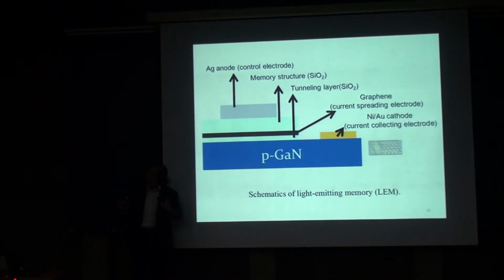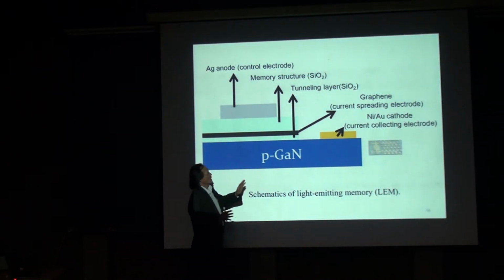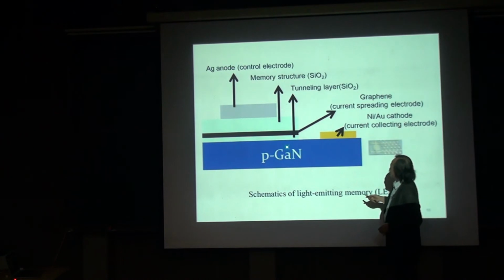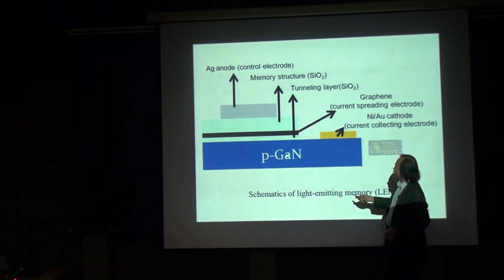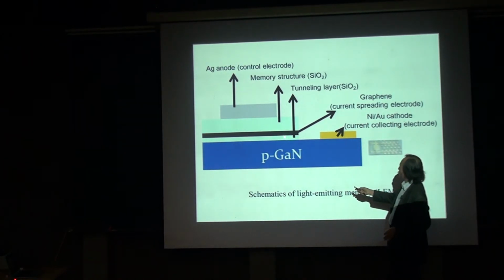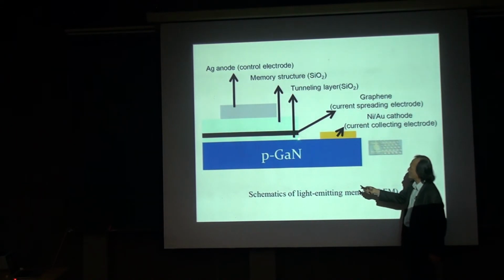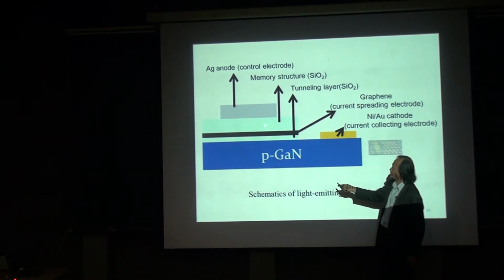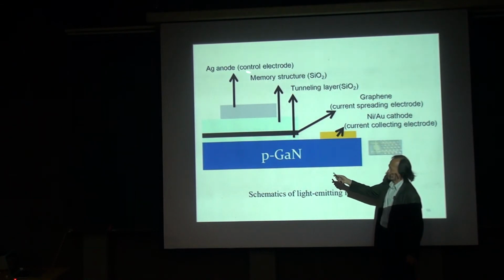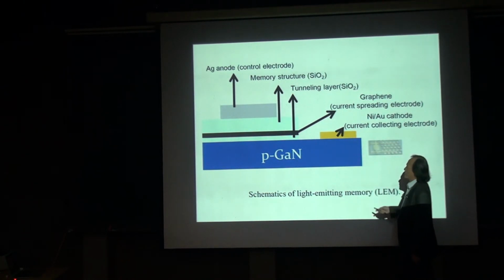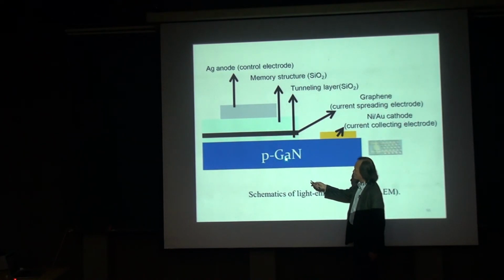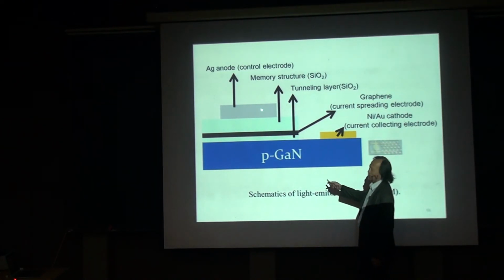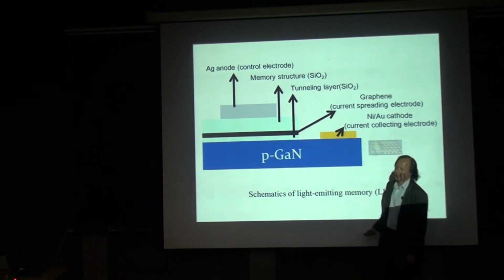So our device is very simple. This is the device I talked about: a semiconductor thin film, a very tiny, very thin semiconductor, an insulating layer, graphene here, and then on top of that, there's an insulating layer and a metal contact. So the device is also very simple. The bottom one I talked to you about can serve as a light emitting diode. The top one serves as the memory device.